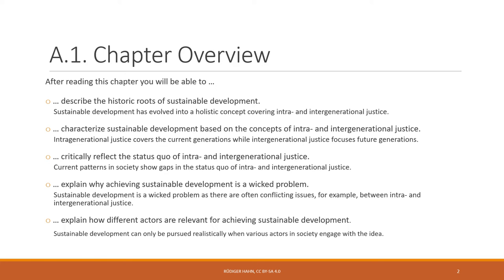So it's really difficult to achieve sustainable development, and we are only likely to really achieve it when different actors play along and also are aware how they can influence sustainable development. So realistically, sustainable development can only be pursued when various actors engage with the idea, and probably even when they engage together with the idea. So that's the idea of this first chapter of this textbook on sustainability management, first covering sustainable development from an overarching perspective.